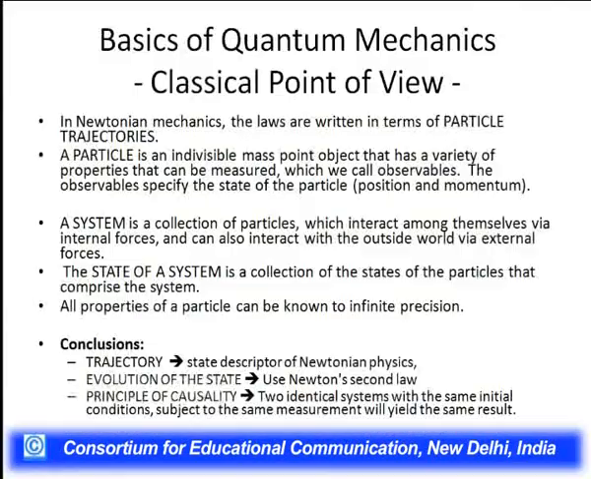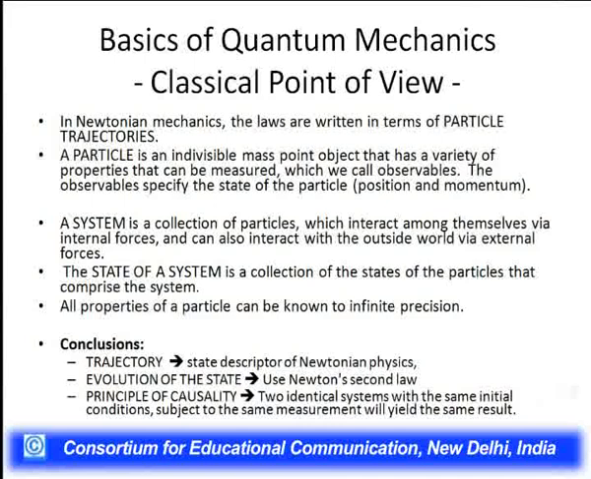What is a system? A system is a collection of particles which interact among themselves via internal forces and can also interact with the outside world via external forces. The next term is the state of a system. What is the state of a system? It is a collection of the states of the particles that comprise the system. All properties of the particles can be known to infinite precision.